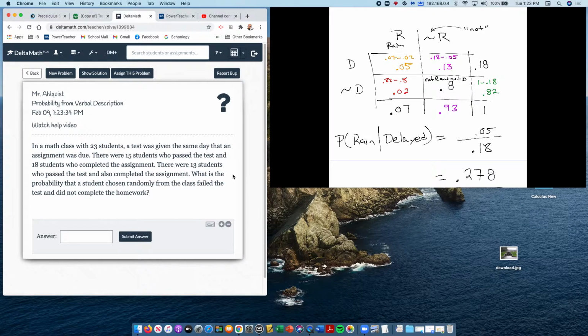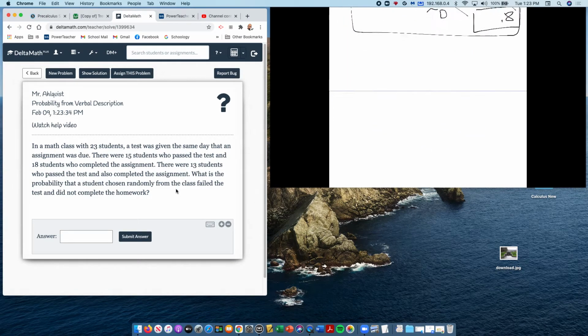Let's look at the verbal description on this one. This one right here, we could do a box. We could also maybe do a Venn diagram on this one. You got a math class, you got 23 students.